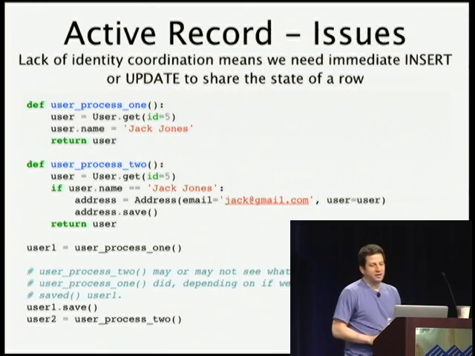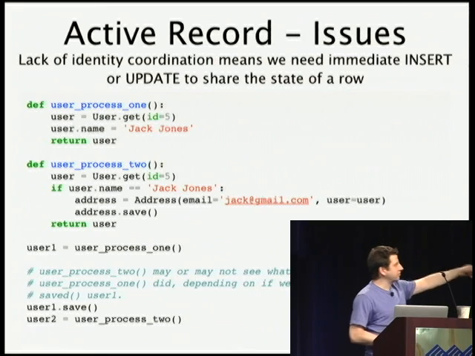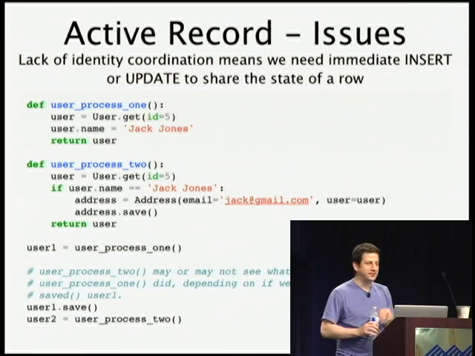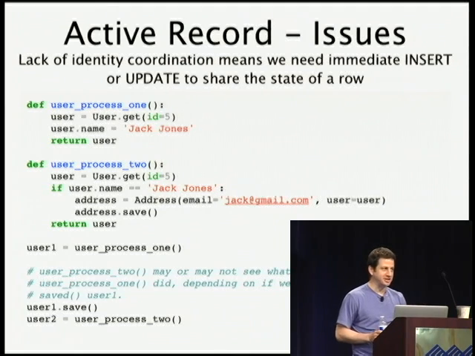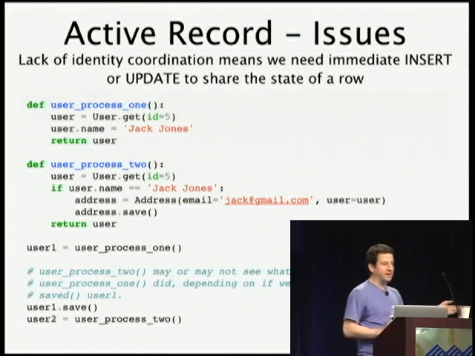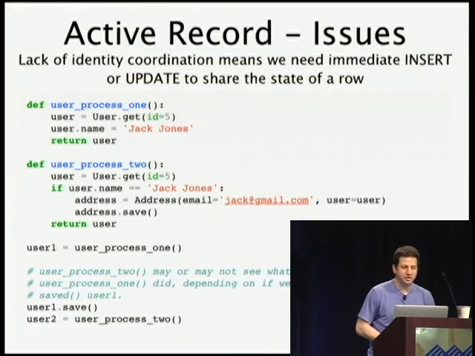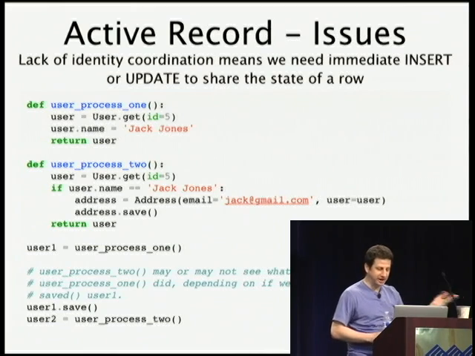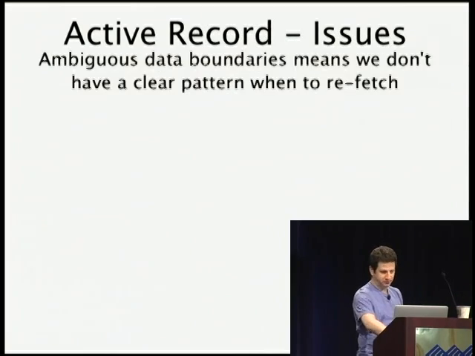That's because if over here user process 1 loads some user rows and changes some of them, and user process 2 loads some user rows, it's a different instance of the user object even though it's the same row in the database. They're not coordinated in memory. So a change to user from number 1 won't be visible on number 2. If these were coordinated on identity, the changes we make to the user object would be visible everywhere within that transactional scope, and we'll see how that works with the session in a minute.